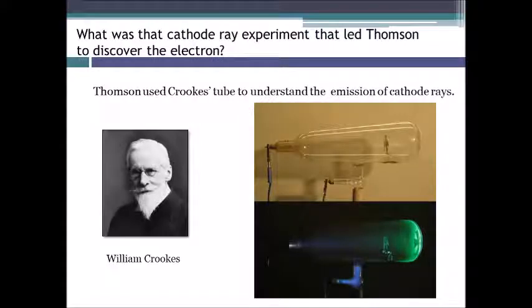It was a cathode ray experiment which led Thomson to discover the electrons. Thomson used a Crookes tube to understand the emission of cathode rays. A Crookes tube appeared like this, a simple glass tube with two electrodes at opposite ends. The tube is sealed at both ends and connected to a vacuum pump from one side. The electrodes could be connected to a high voltage battery.